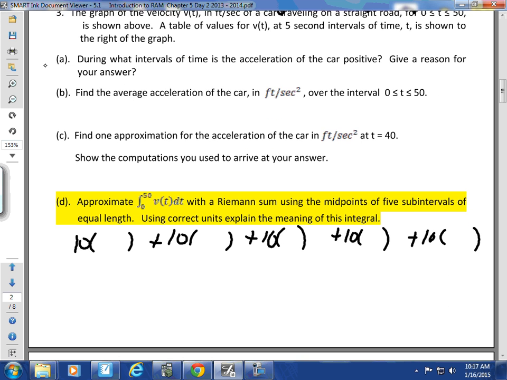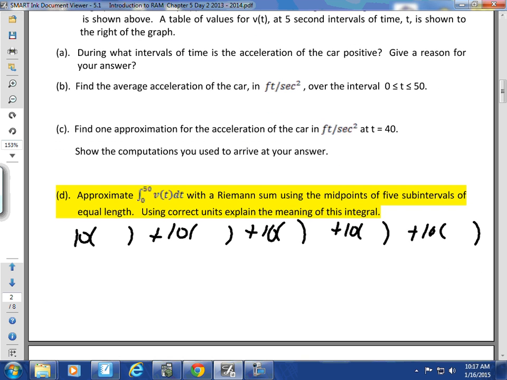So I'm going to scroll up. I won't be able to see them anymore. What's the height of the first rectangle? 12. Second rectangle? Next rectangle. 70. Next rectangle. And finally, okay. Using correct units. Now we've got a number.